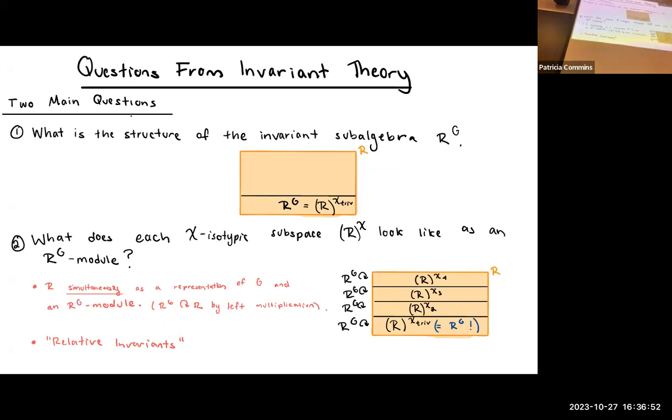So the two main questions in invariant theory. The first is the normal question you see, which is: what does the invariant algebra look like, what's its structure? But you could keep going. If you have an interesting invariant subalgebra, it turns out that all of these isotypic subspaces are modules over your invariant subalgebra. So you might be interested in what they look like as invariant subalgebra modules. And in a way, it helps you think about what the ring looks like both as a module over the group and the invariant subalgebra at the same time. This is done a little bit in the classical reflection group case, and they call it relative invariants there. But I've learned that I don't think this name is so popular, though that's what I will often call them.